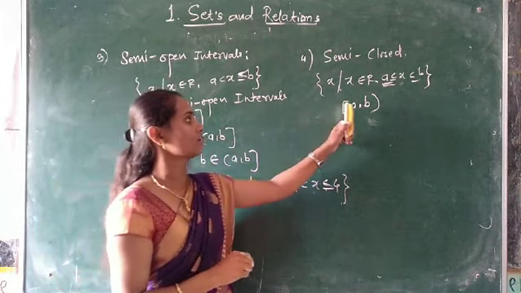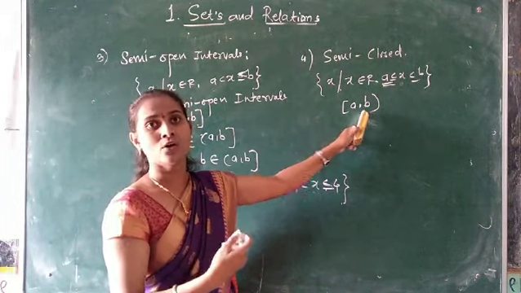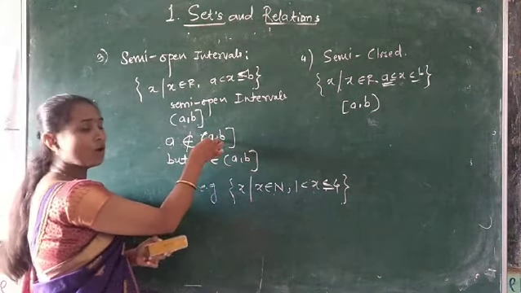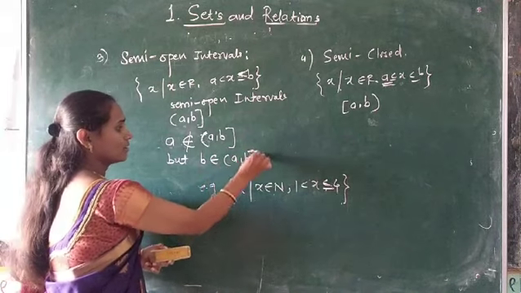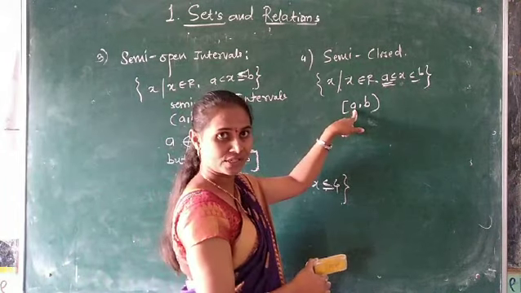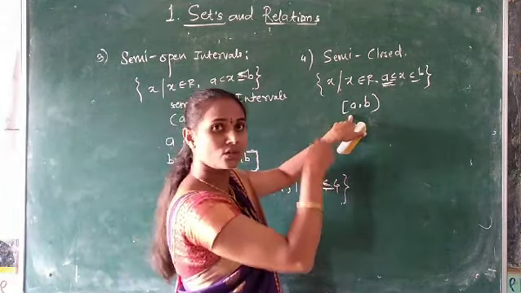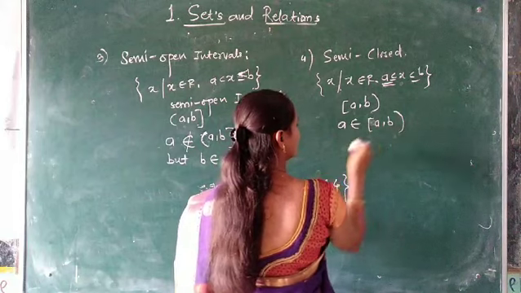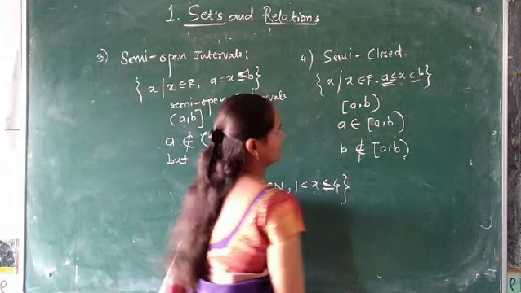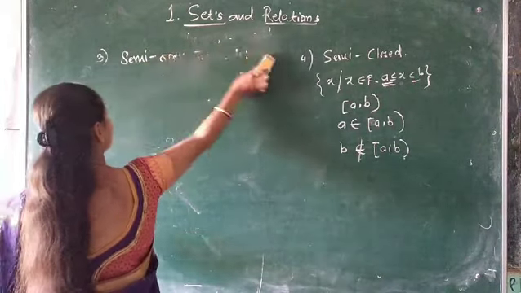by a closed bracket on the side of a. The set is kept closed on a's side, and b will not come in the set, so on b's side the set is kept open. Remember, the point that does not come in the set, here a does not belong, so we kept the set open on a's side and b is contained, so on b's side the set is closed. So this is the notation of a semi-closed interval, and here a belongs to the set and b does not belong to the set. So remember the changes, and don't forget the difference between these intervals.